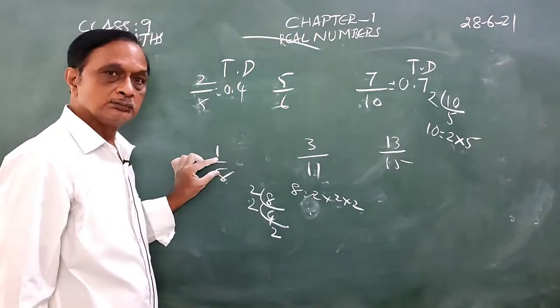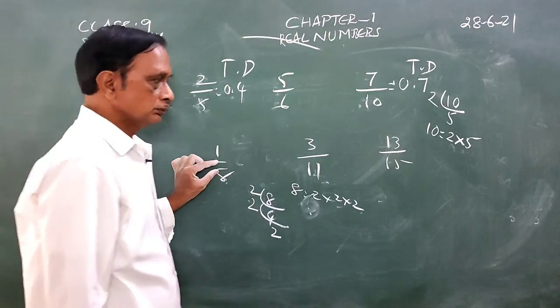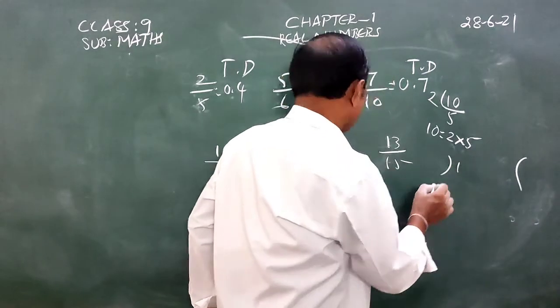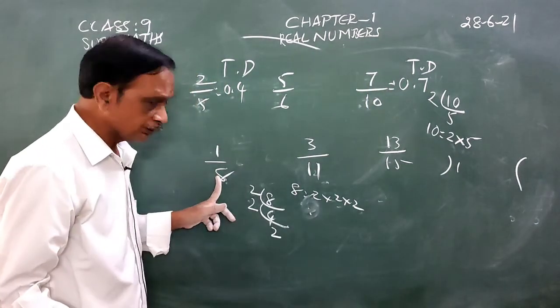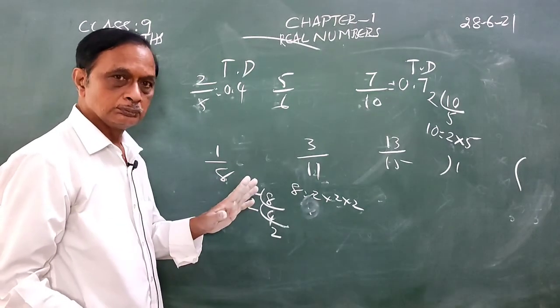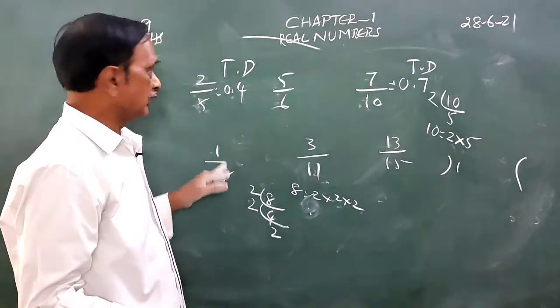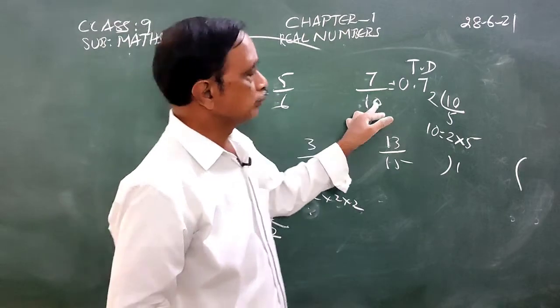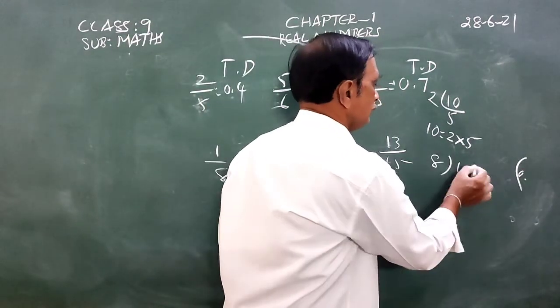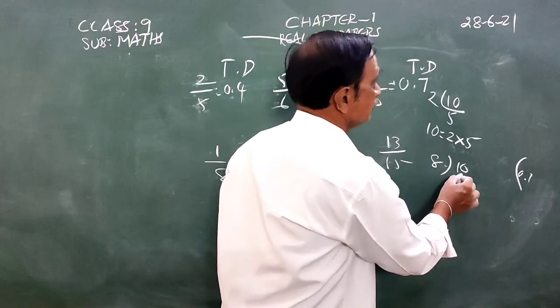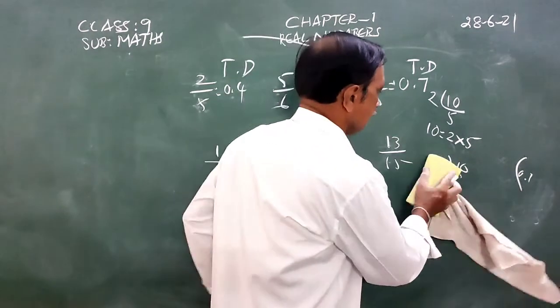Now 1 by 8. Divide 1 by 8. See whether you get a terminating decimal. Now what are the prime factors of the denominator here? 2 is the only prime factor. Here 5 is the only prime factor. Here 2 and 5 are the prime factors. So 8, 0.0, 8 ones. Now I divide 1 by 8 here.